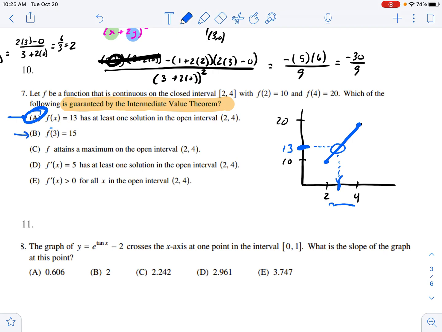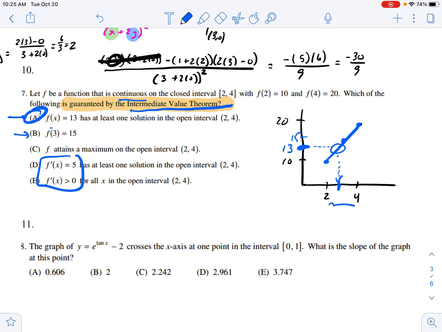Now, there's no guarantee that f of 3 itself is 15. Will we hit 15 somewhere in the interval? Absolutely. There's no guarantee that's going to occur at 3. We don't know that much about the function. F attains a max on the open interval 2, 4. That has nothing to do with the intermediate value theorem. First derivative stuff, again, has nothing to do with the intermediate value theorem.